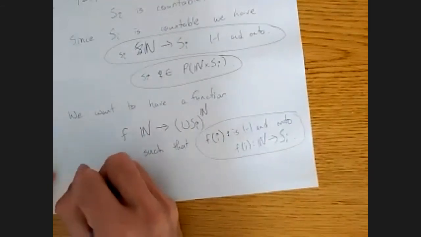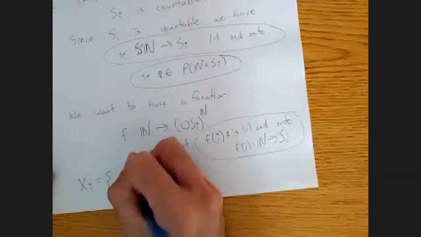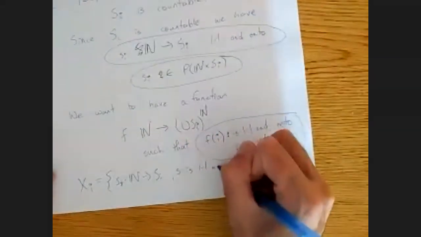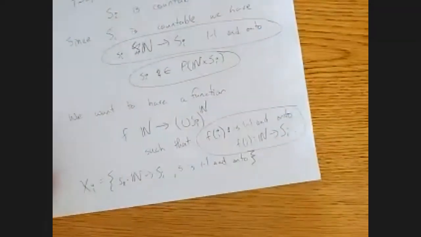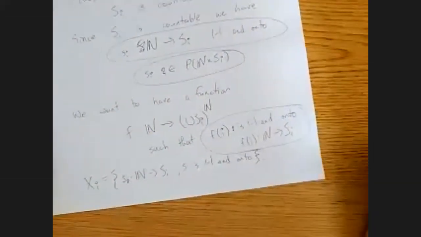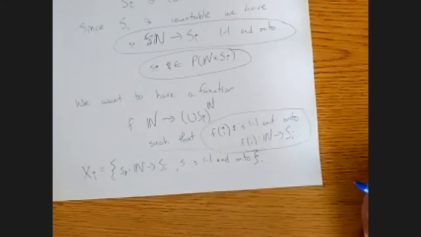Okay, so I might call X_i all the functions s from the natural numbers to S_i such that s is 1-to-1 and onto. And now for each i I want to choose an element of this, and that is my choice function. Okay, I think that is making more sense to me now.